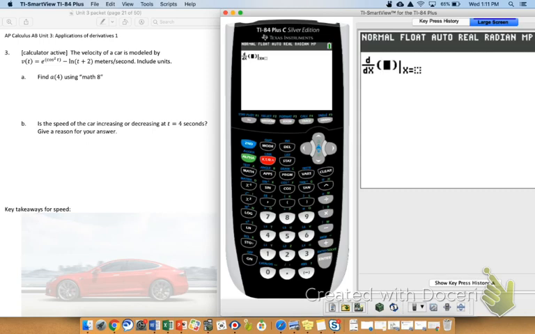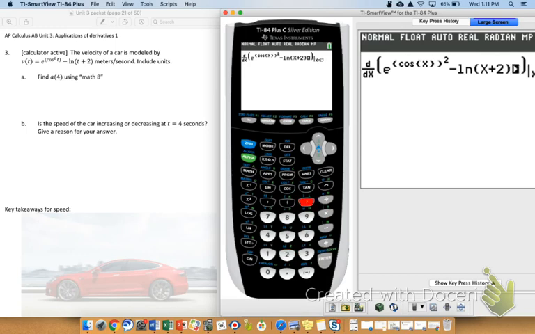So I'm going to go, I'm going to go cosine of x, double close, squared, minus ln of t plus 2. So it'd be x plus 2.